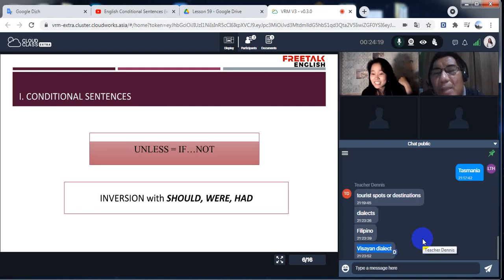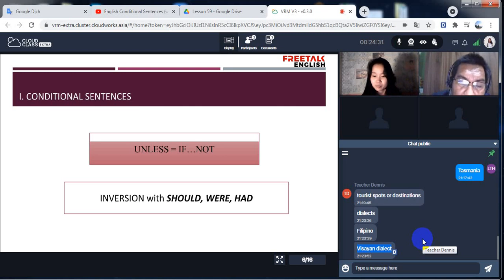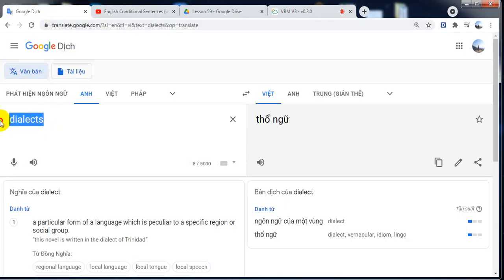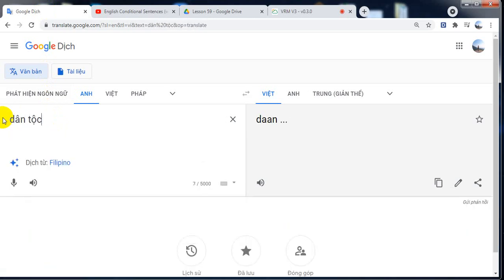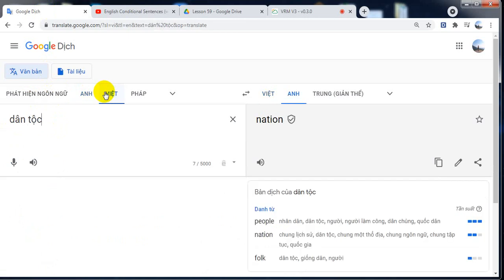In your case, it's only the accent, but in our case it's a different dialect. So we have Ilocano, we have Ilonggo. If you come from another place, you speak another dialect. If you're from this place, you speak another dialect.